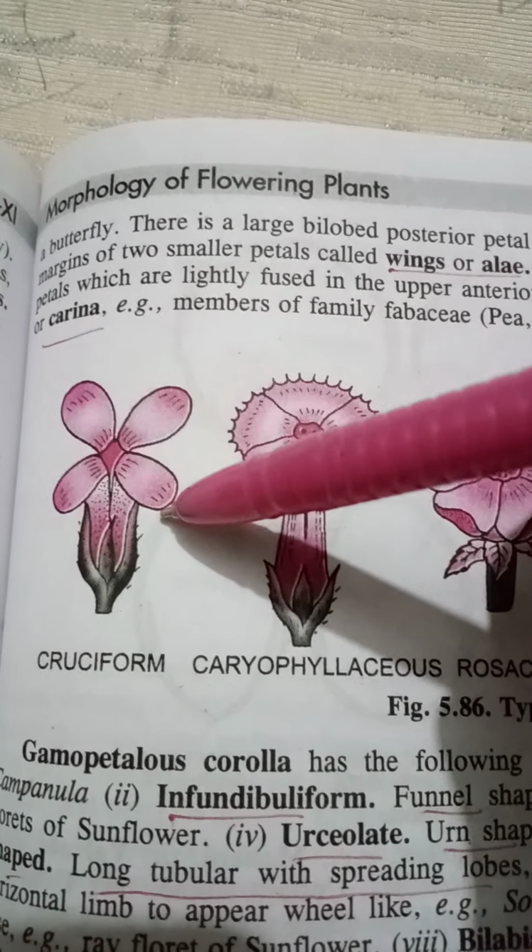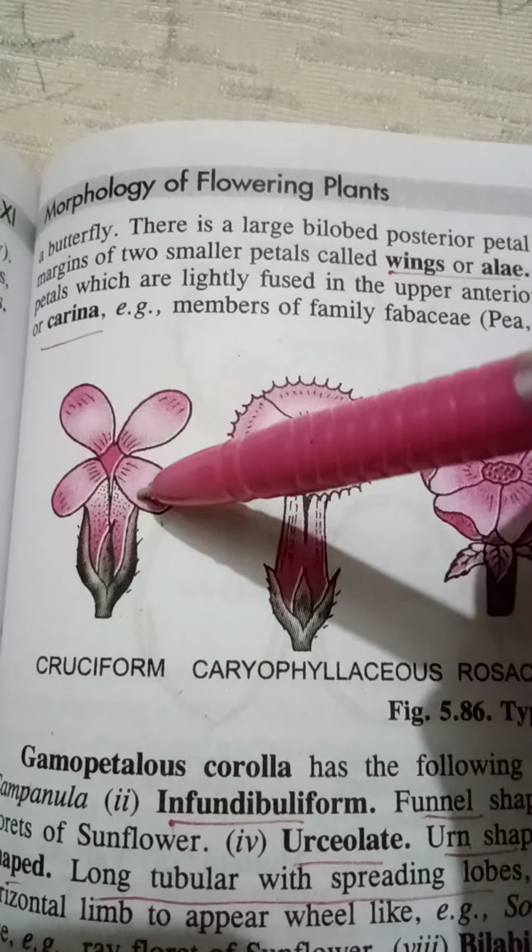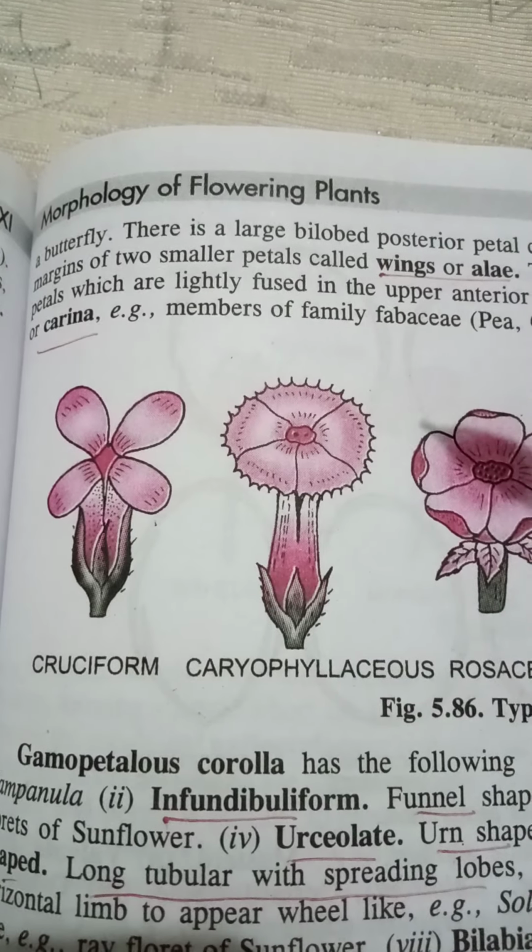Again, the polypetalous may be of different types. One is cruciform, where the petal number is 4 and they occur like a cross-shaped structure.